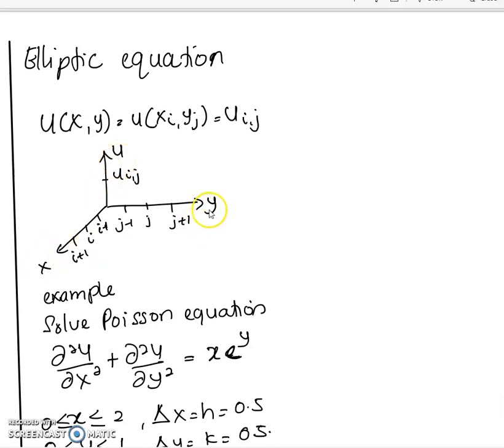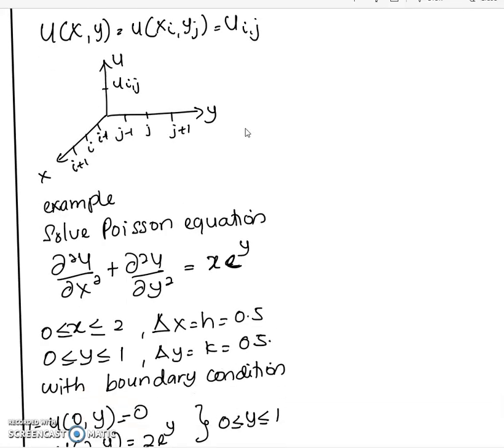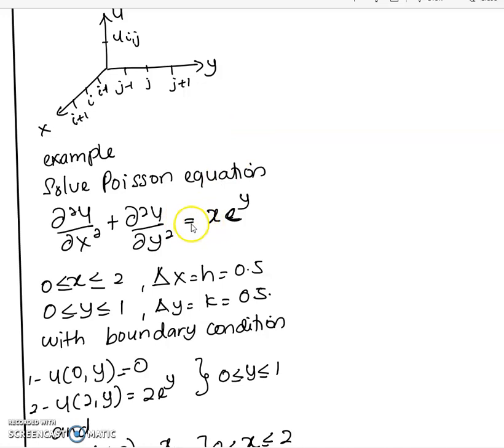x and y represent the space, the location in the solution domain of u(x, y), or u(x_i, y_j), or in simple discretization, u_i,j. So now let's go for the example, the Poisson equation, which is not equal to 0: del squared u over del x squared plus del squared u over del y squared equals x to the power y.